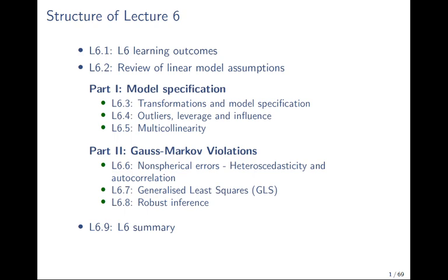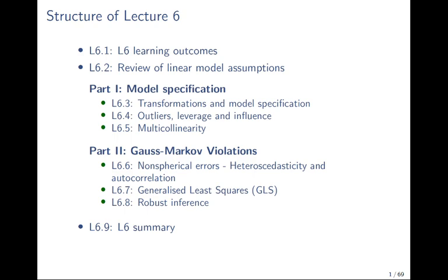In part 2, we're going to focus specifically on Gauss-Markov violations, and particularly we're going to look at the violation of Gauss-Markov assumption 2. That is the assumption that the error terms are spherical. So in L 6.6, we'll introduce the idea of non-spherical errors. We'll talk about what it means, and we'll look at two very commonly encountered problems in practice, known as heteroscedasticity and autocorrelation. Then in L 6.7 and 6.8, we will consider two solutions to this problem of non-spherical errors.